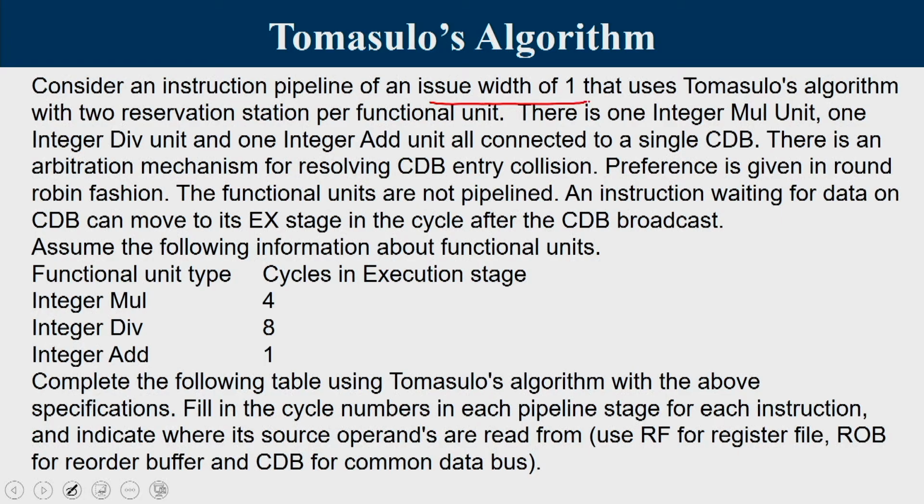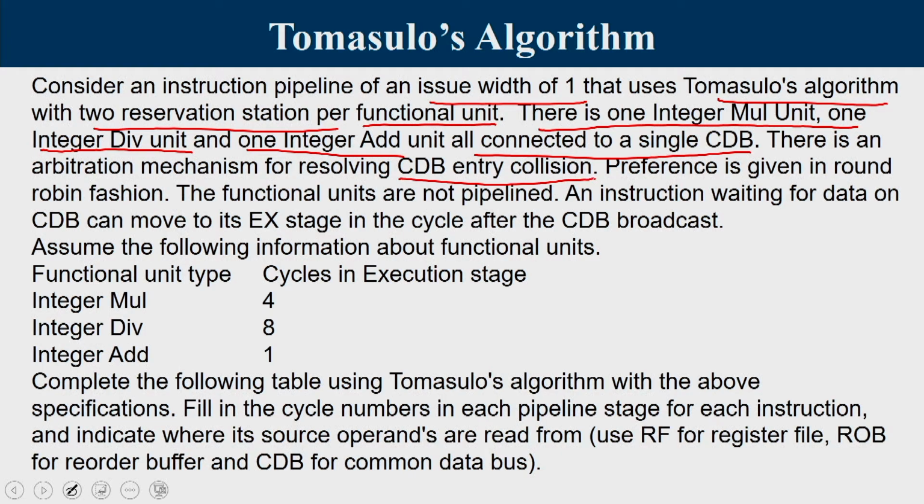That means every cycle I can issue only one instruction that uses Tomasulo's algorithm with 2 reservation stations per functional unit. So, in the input of a functional unit, 2 instructions can wait. There is one integer multiplication unit, one integer division unit, and one integer add unit, all connected to the single common data bus. There is an arbitration mechanism for resolving CDB entry collision.